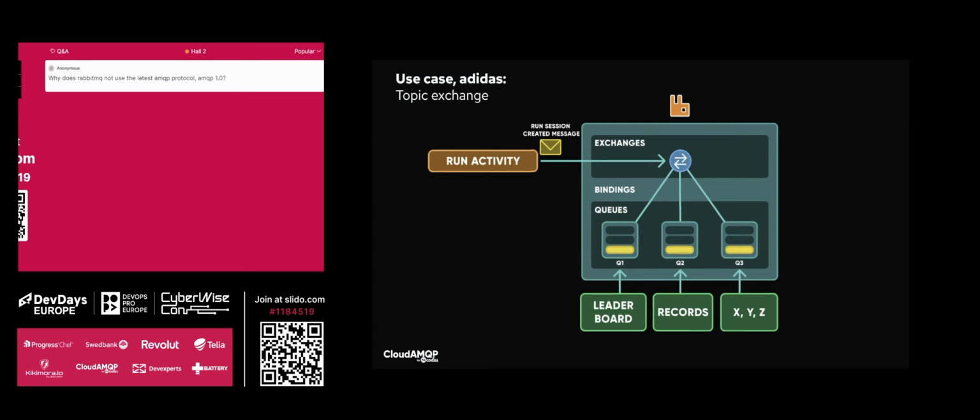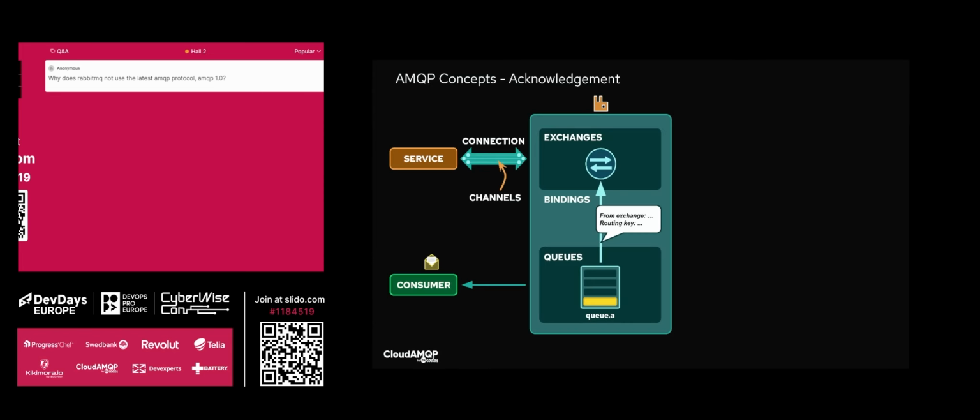So we can imagine that we are doing a new training app that will evaluate the run session that you just did. All you need to do is deploy that service, connect it to the queue, and you will be able to just keep going.